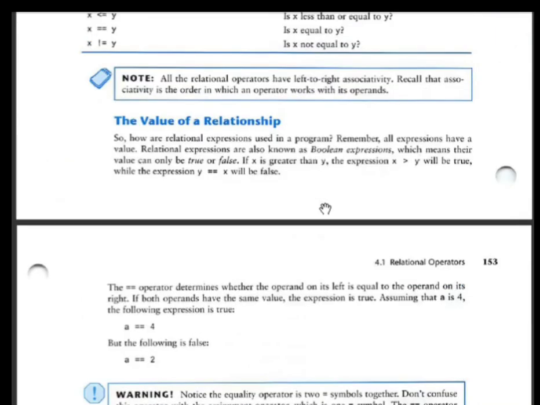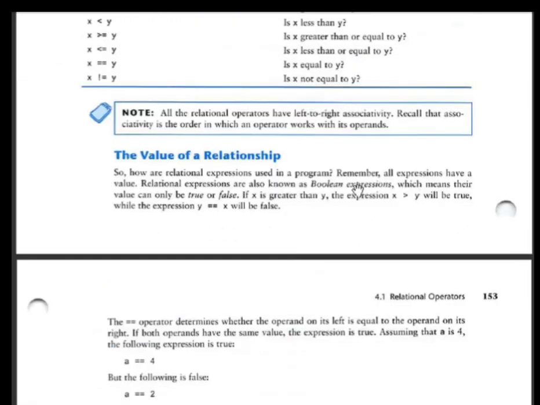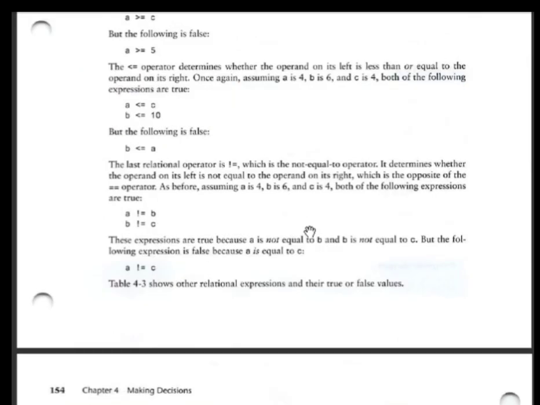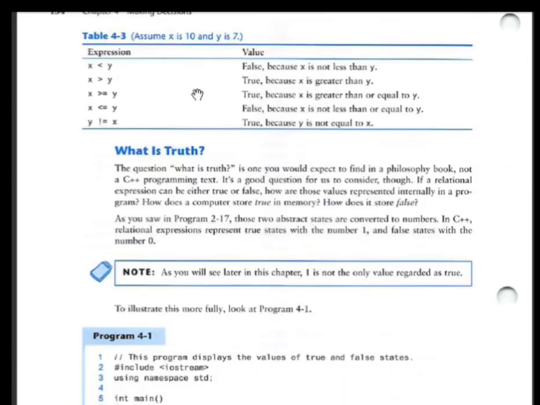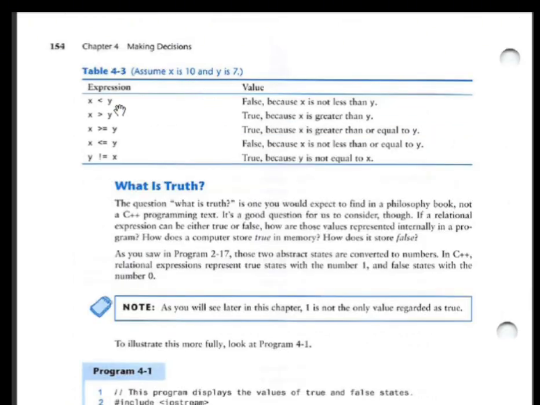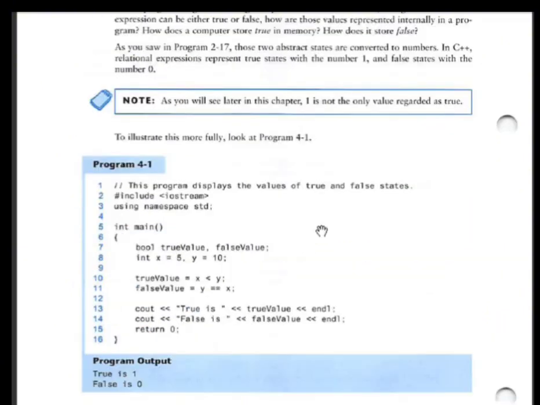So any relational expression eventually evaluates to either true or false, depending upon the values or expressions that are on the left and right hand side of that relational operator. Here are some examples in table 4.3 on page 154, which assumes x to be 10 and y to be 7, and he has written several expressions here and their values, and a one-line explanation of why that value is false or true. I think there shouldn't be any issue with this.